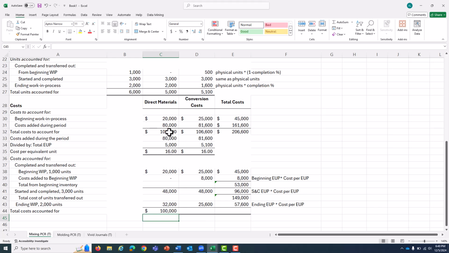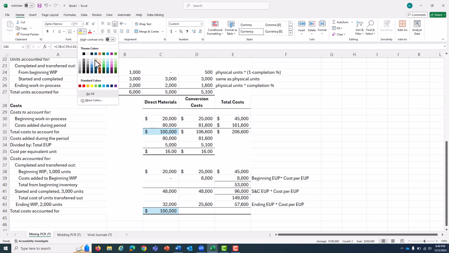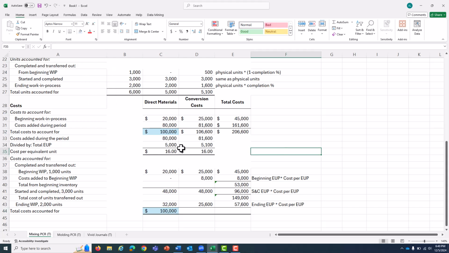And if we total that up, it's right on the dot, $100,000. And what did we have to account for? $100,000. And what did we account for? $100,000. So we've accounted for all of our material costs. I'm just going to turn that blue to make it check that we know what we have. We've got to account for $106,600 worth of conversion costs.